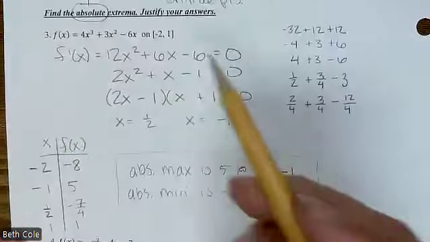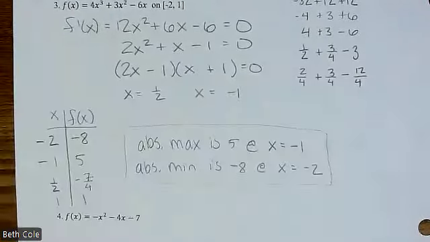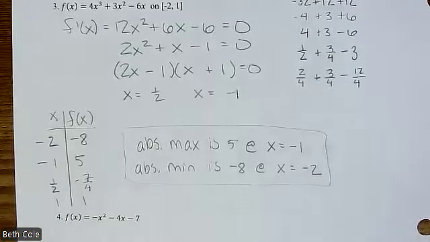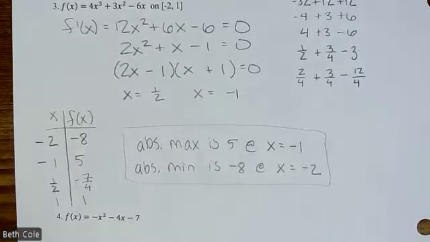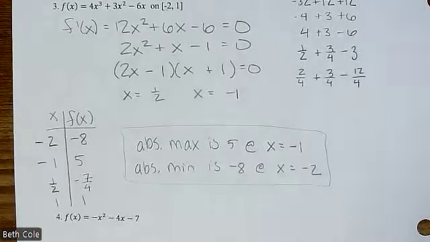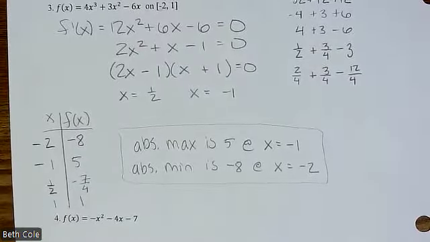And it says justify. Here's the really good news. The chart is your justification because you tested all the candidates and you showed what they came out to. So the chart is the justification, which is nice for them. So that's the candidates test. Candidates test is for absolute maximums and minimums.